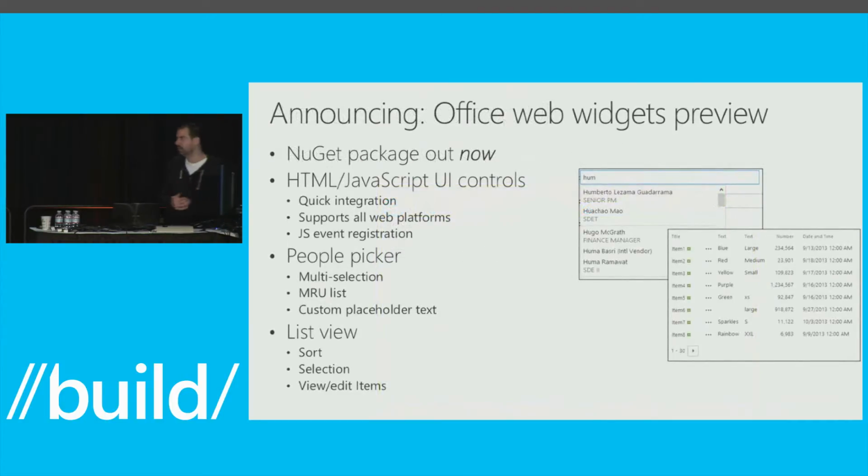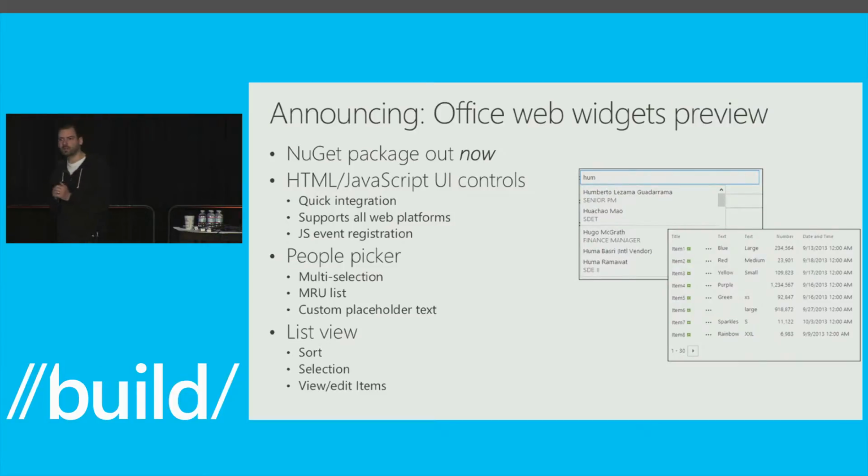So to that end, we're announcing the first of the preview features that I mentioned called Office Web Widgets. And Office Web Widgets are available now. You can actually go get them in a NuGet package. If you go to NuGet.org or if you go to the NuGet Explorer inside of Visual Studio, you can type in Office Widgets and you'll find the Office Web Widgets. They are HTML and JavaScript UI controls. They allow you to really quickly integrate them into any web platform that you want to, whether you're building on PHP or ASP.NET or MVC. Because they're built using HTML and JavaScript, they're easy to integrate in all those.